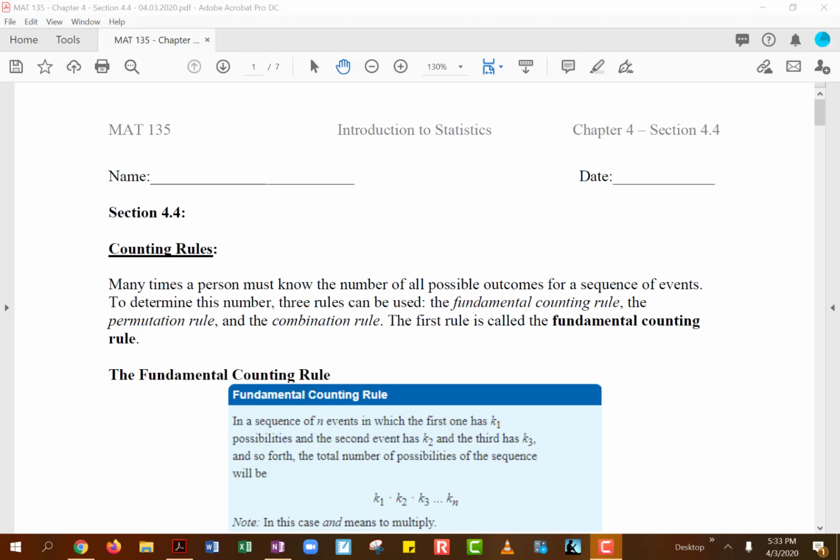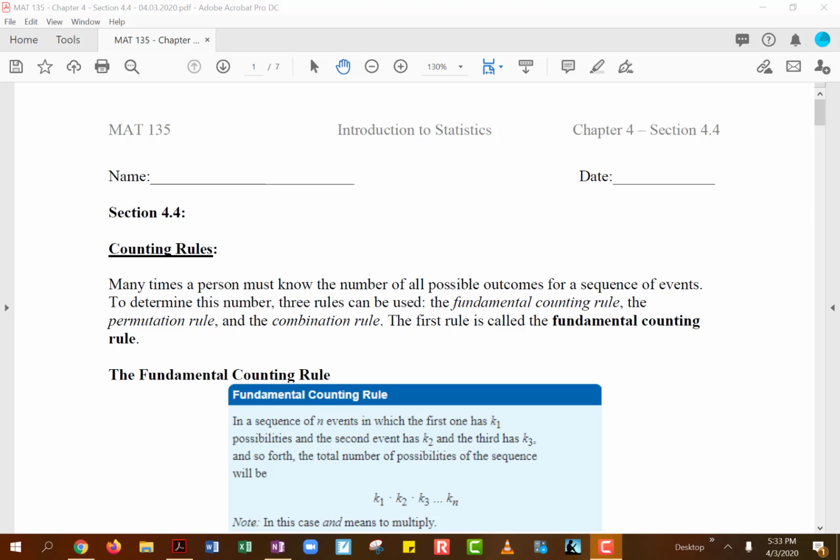Hey everyone. So today we are looking at section 4.4. This is going to be your last section from chapter 4 that we are going to talk about. As you can see, we are talking about counting rules in here.